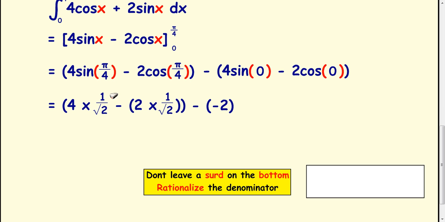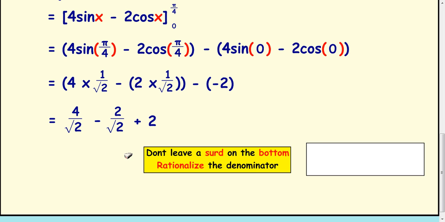So 4 times 1 over root 2, that's going to be 4 over root 2, take away 2 over root 2, and then add 2, because you're subtracting a negative 2. So we're nearly there. 4 over root 2 take away 2 over root 2 is just 2 over root 2, add 2. Now let's not leave a root in the bottom line, let's rationalise the denominator here. There's often a mark for doing that. Leaving it like this would lose you a mark in the final exam.